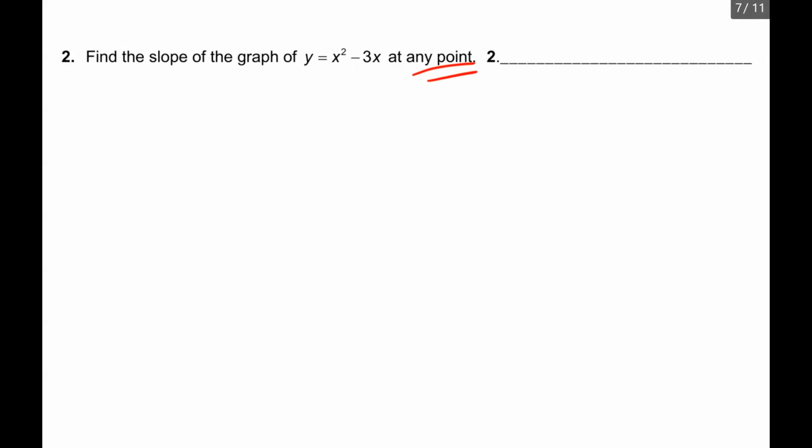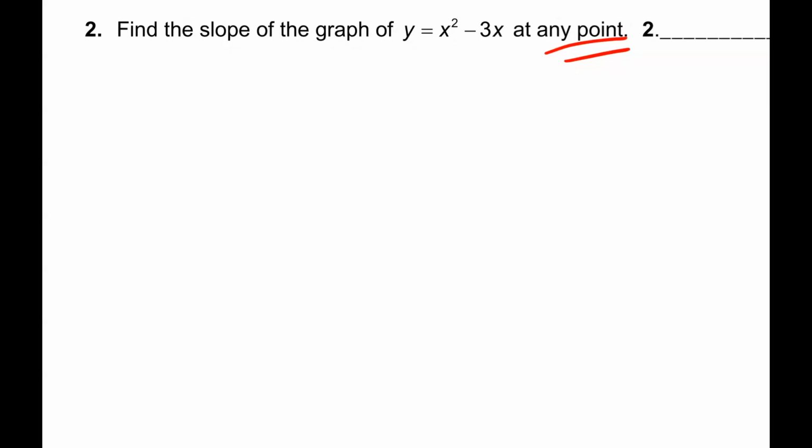Okay, find the slope of the graph at any point. So we're still wanting the slope at a point, but it's not a specific x value, it's at any x value. Once again, we'll use the limit as h goes to 0 because we're trying to find the instantaneous rate, but the difference is, since it's at any point, we don't want to plug in a value for x.